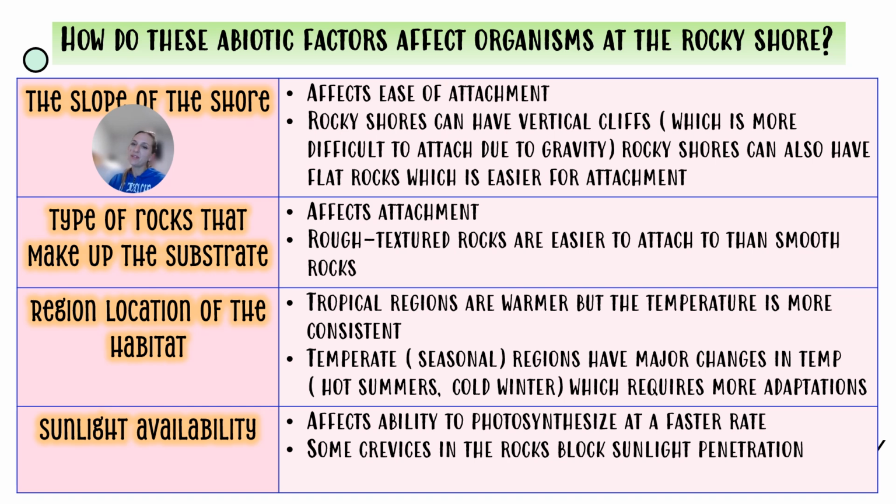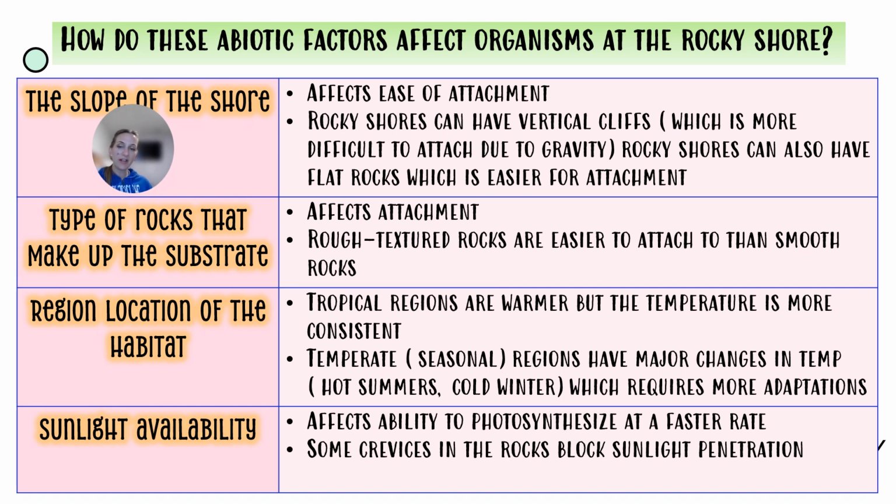The region of the habitat, so this is where it is latitudinally on the planet. Tropical regions are warmer, and by warmer, I should have put hotter. It's much hotter, but the temperature is more consistent. So you really just need to adapt to hot temperatures. In temperate areas where there's seasons, you can have major changes in temperature. In the summer, you're going to have hot summers, and then in the winter, it could be places where it's going to snow, and you're at a freezing temperature. So you need to be able to adapt to having hot sun in the summer and then snow in the winter.